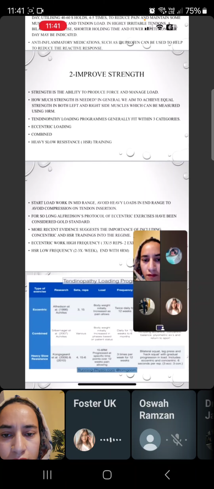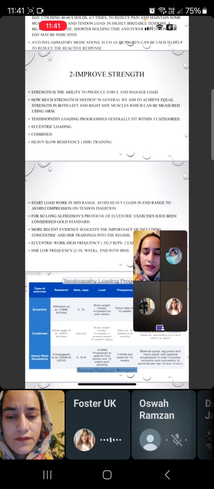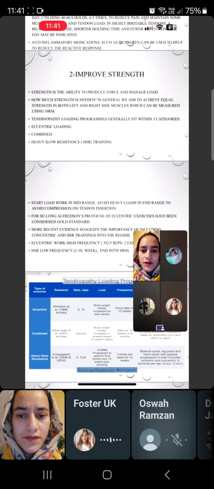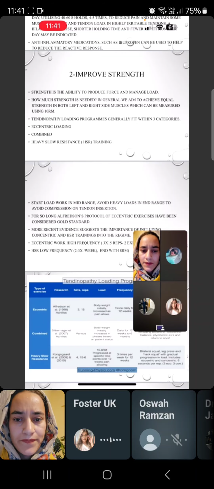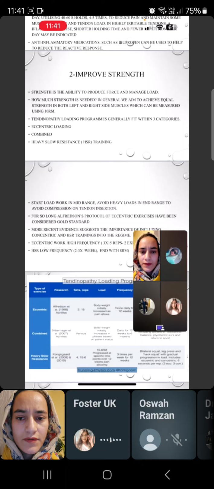Does anyone know the concept of repetition maximum? Yes. So 10 repetition maximum means a load which is enough for a patient that they can only do a maximum of 10 repetitions. They can't do more than that, right? So that would be your 10 repetition maximum. So basically 10 repetitions of an exercise is used. Some people use 15 repetitions, sometimes 8 repetitions, depending on how much load you use as a progression. So gold standard wise, starting with 10 repetition maximum.